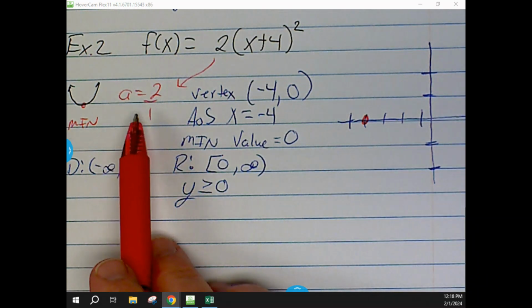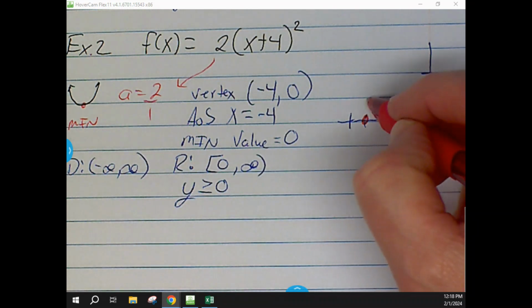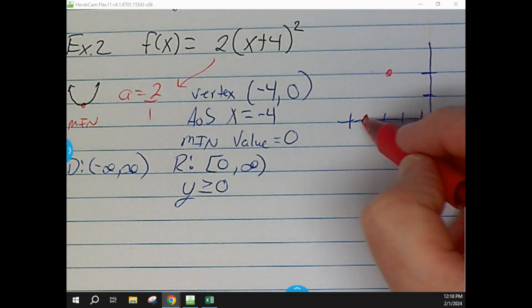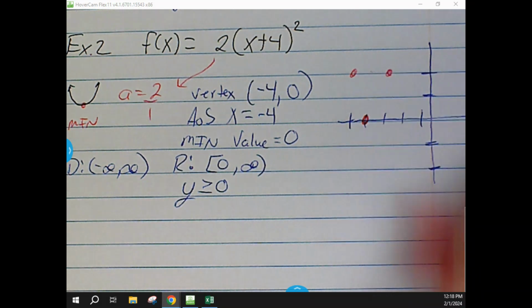Okay, and again, our a value is 2 over 1. So again, that's kind of like slope. We're going to go up 2 and over 1 to get this point. Start back at the vertex, go up 2, and then back 1 to the left to get the next point.